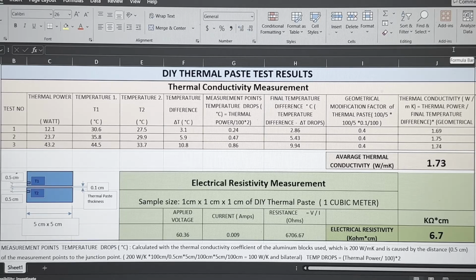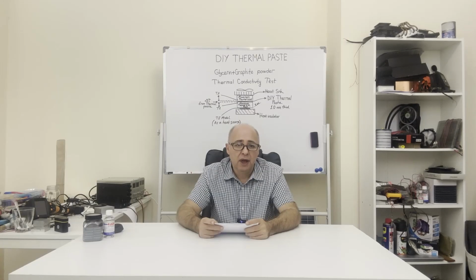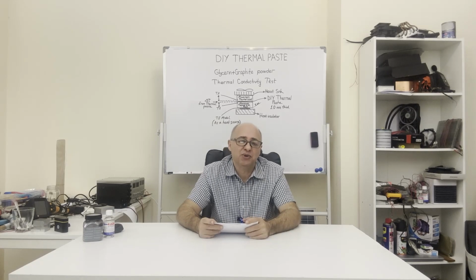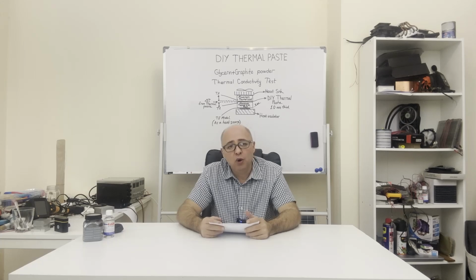When we look at the electrical conductivity test results, we measured the electrical resistance value as 6.7 kilo ohm centimeter, and we can say that it is in the low risk group and is suitable for use. However, the grain size of the graphite powder you use may change the results. Finally, since graphite powder has a serious staining capacity, I recommend that you be careful not to spread it around during application. I hope this DIY project will be useful for you.